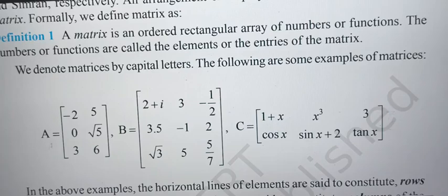Generally, you use a capital letter equal to square brackets, and in terms of rows and columns, either you can use numbers or functions like cos theta, sin theta. Those functions also can be written, and these numbers or functions will be called entries or elements.